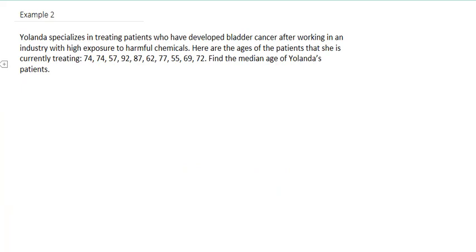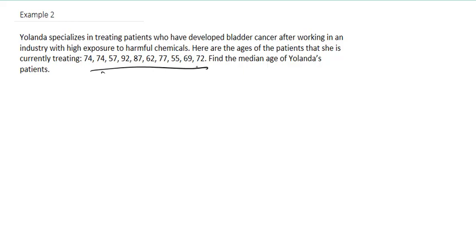So let's look at another example. Yolanda specializes in treating patients who have developed bladder cancer after working in an industry with high exposure to harmful chemicals. Here are the ages of the patients. Let's find the median age of Yolanda's patients. So we will need to write these numbers in a sorted way, starting from the smallest to the largest.